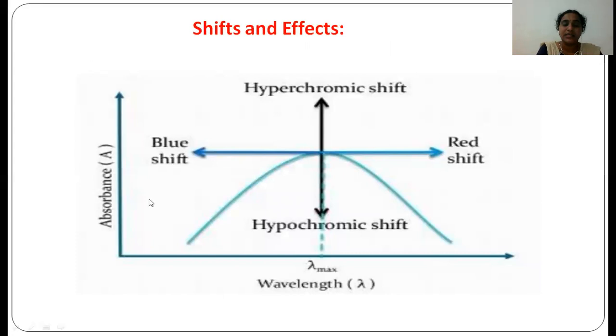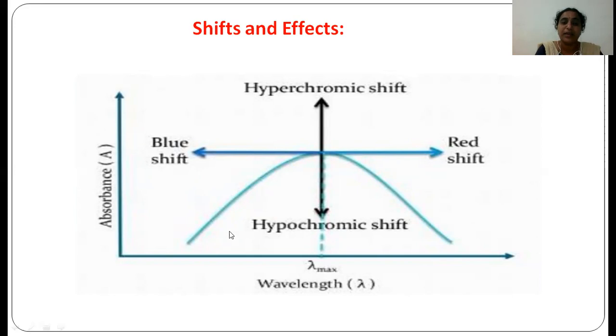So here is the representation. In this UV spectrum, generally wavelength is taken on the x-axis and absorbance on the y-axis. With this figure, we will explain what red shift or bathochromic shift is, what blue shift or hypsochromic shift is, and what hyperchromic and hypochromic shift are. Bathochromic shift is the shift of absorption wavelength towards the higher side, called red shift. Whereas hypsochromic or blue shift is the shift of wavelength towards the lower wavelength side.